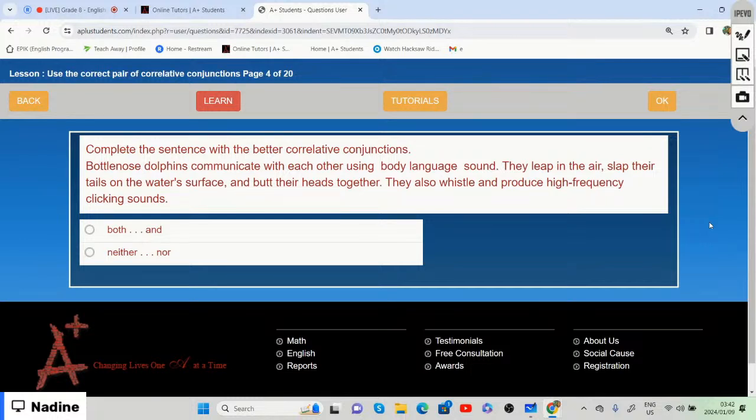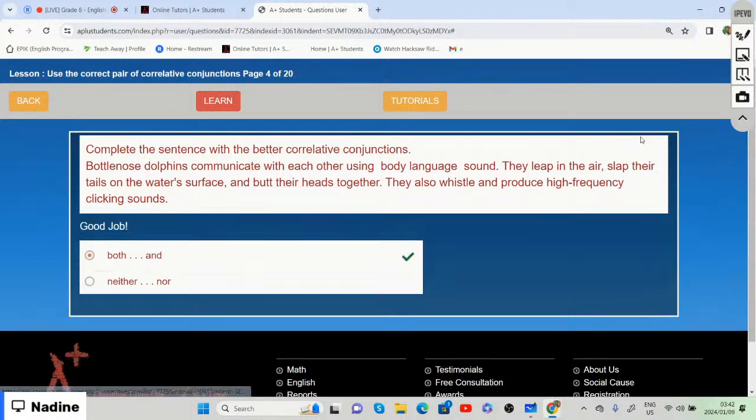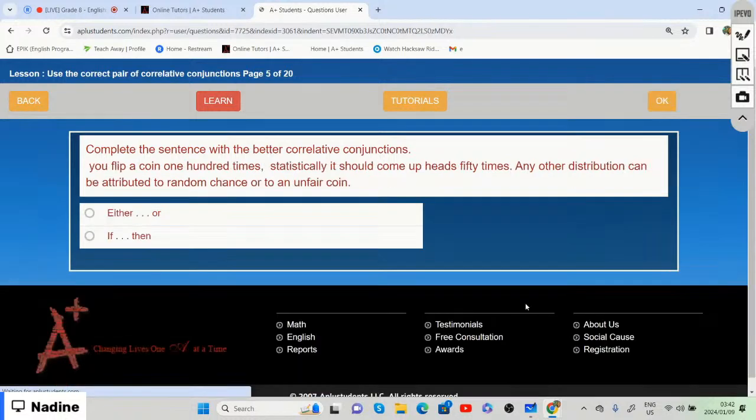All right, so we can say that both bottlenose dolphins communicate with each other using, didn't we say both body language and sound? I think we already did this one. And that one is correct, because we said we're using both body language and sound. So that correlative conjunction goes perfectly in there.